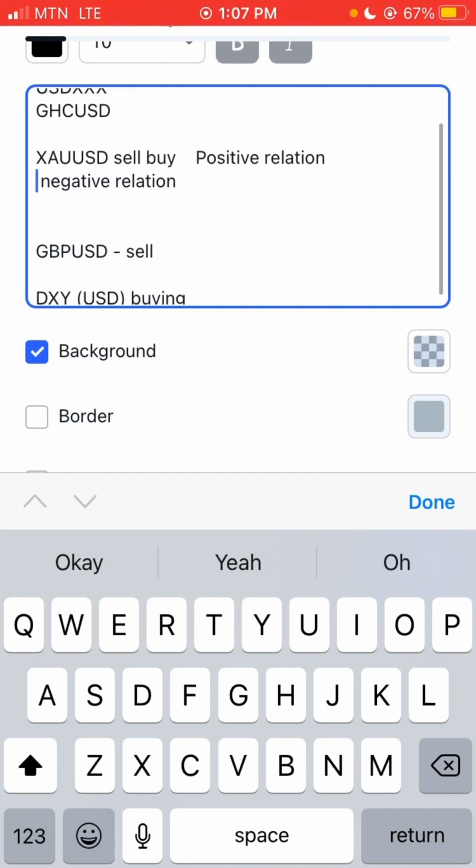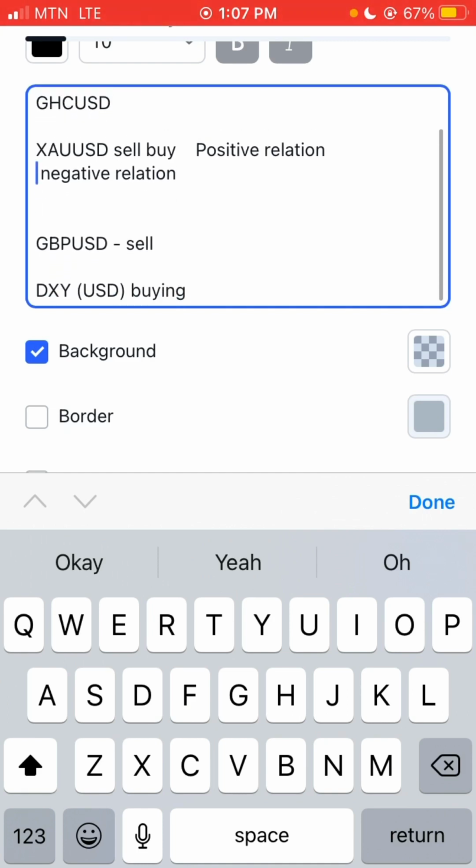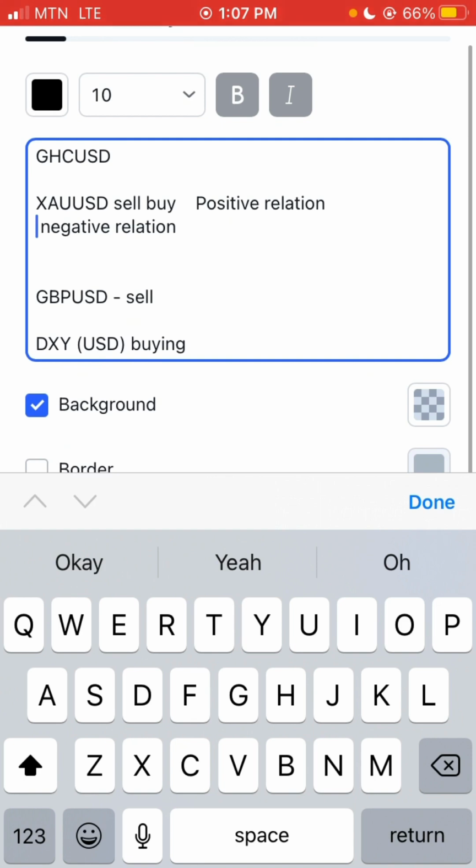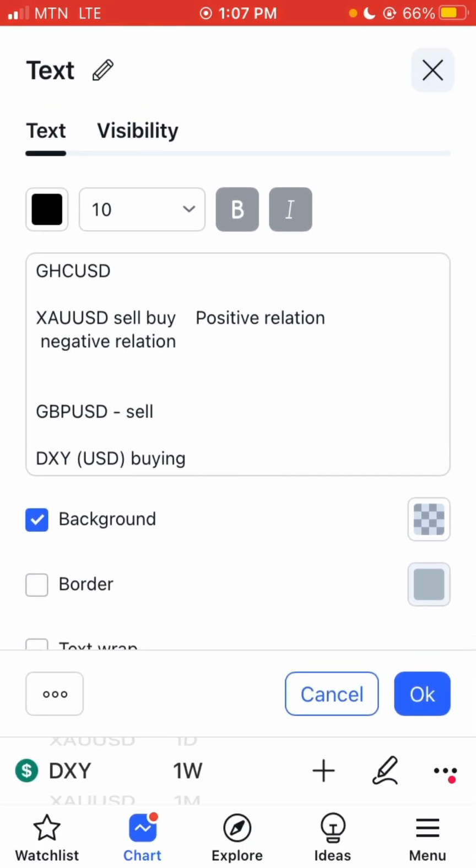We know what a positive and a negative relation is, and we know that the DXY is a dollar index. Dollar index meaning it's the same as USD. So what the DXY is doing, that's what the dollar is also doing. If DXY is strong, it's automatically the same. DXY is still the dollar index. Now let me jump back to what I was explaining.